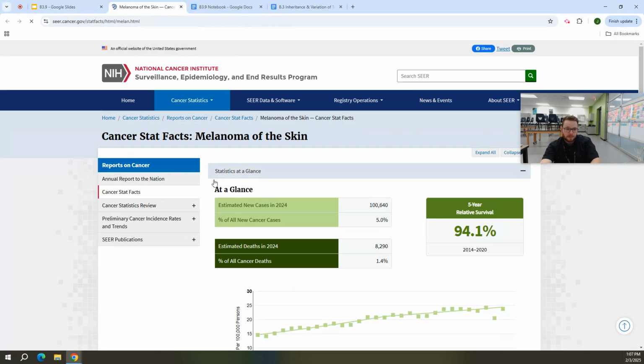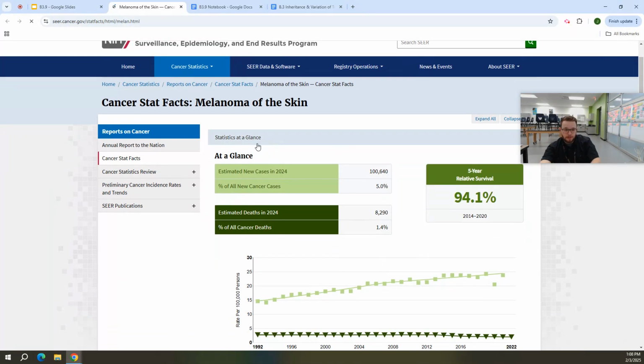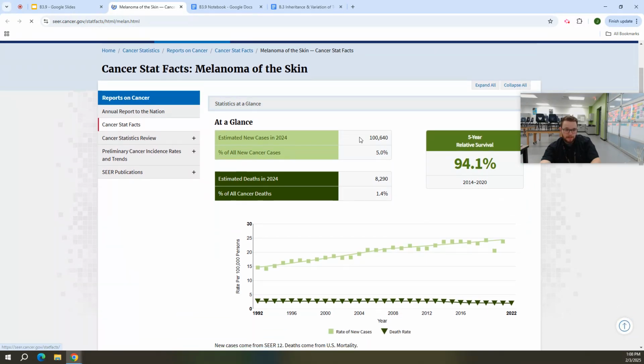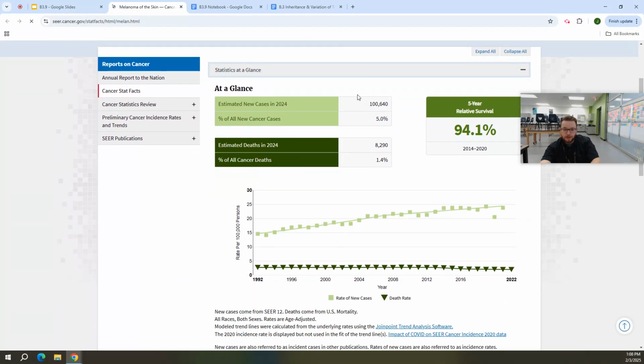So if I click on this, you can see it's actually a nice website from the National Cancer Institute. We're going to try to stay on this page that we're on. You can venture off and do other things on here if you'd like to. It's a really cool website. But for right now, we're just looking at these statistics at a glance. So we want to stay on this area. And this is going to give you cancer statistics at a glance.